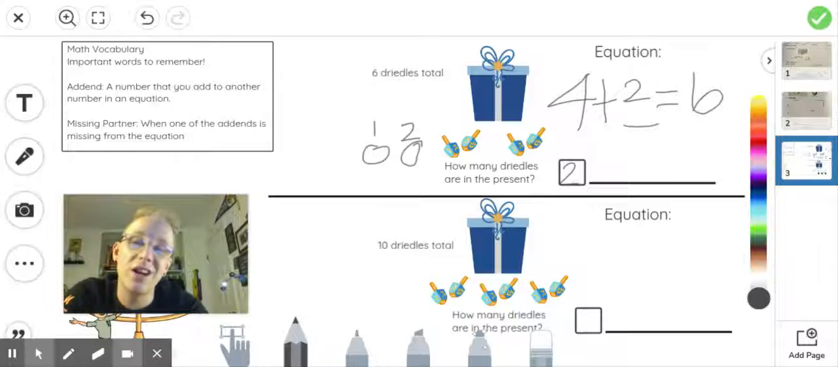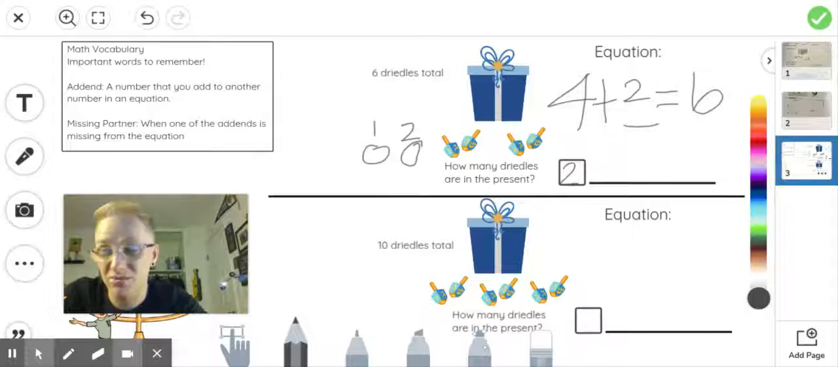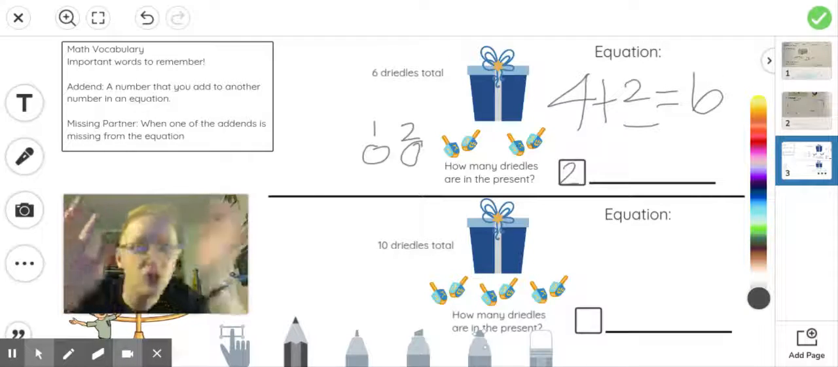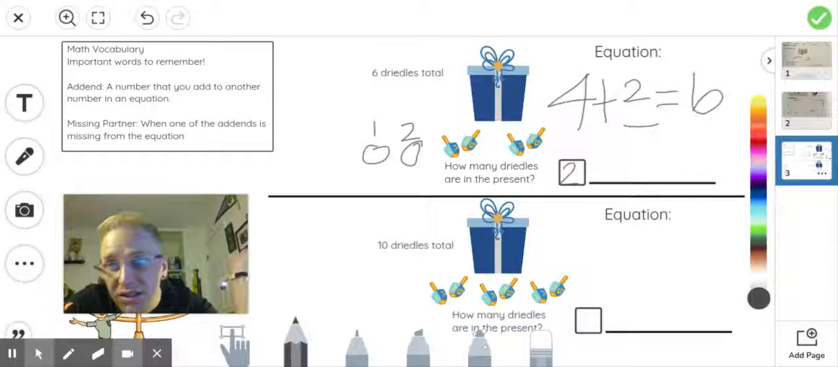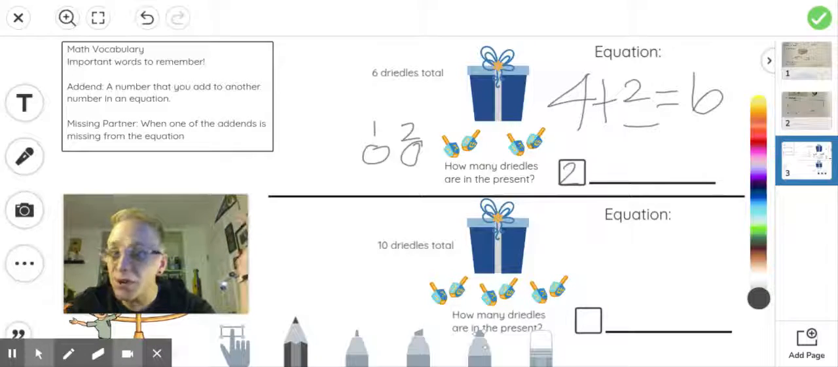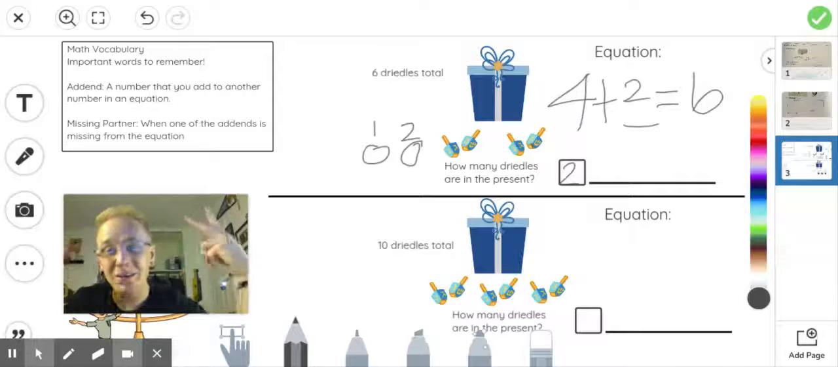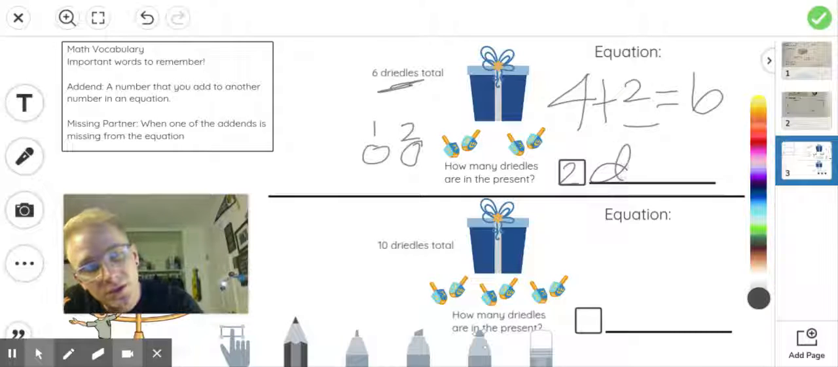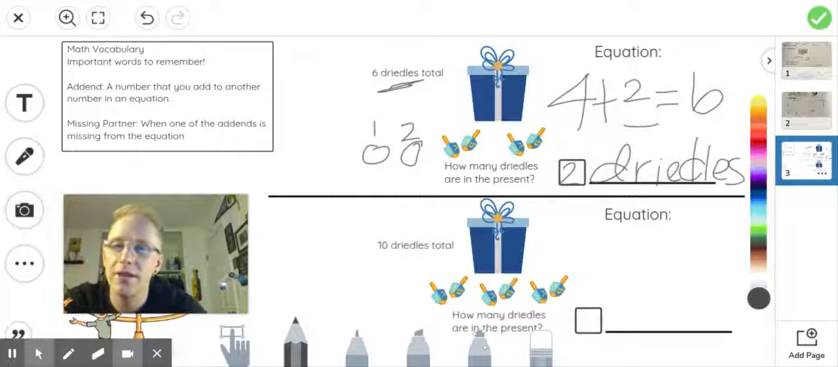But I need to make sure that I'm remembering my label, because a label is really important, because what am I talking about? 6, 2, oranges, bananas, monkeys, elephants, Christmas trees. Now I'm talking about dreidels, and that's really important because we're doing a Hanukkah-themed math lesson. So I need to make sure I write that, and that word is right here for me. So I'm going to go ahead and write 2 dreidels right there for me.